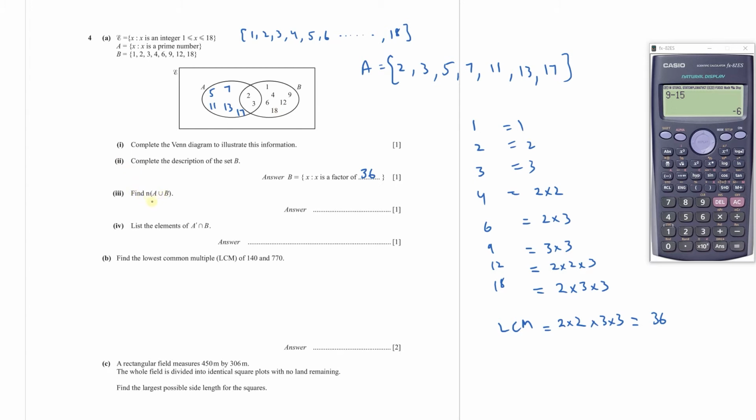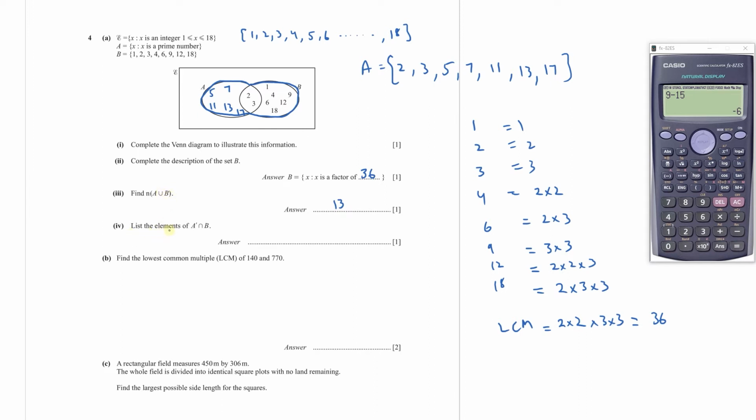Part B is find the number of elements in A union B. So A union B is this set here, everything in A and B. So you have to basically calculate the number of elements inside this. So you can count all of these numbers. So let's count these: 1, 2, 3, 4, 5, 6, 7, 8, 9, 10, 11, 12, 13. So 13 numbers are present in the set A union B.